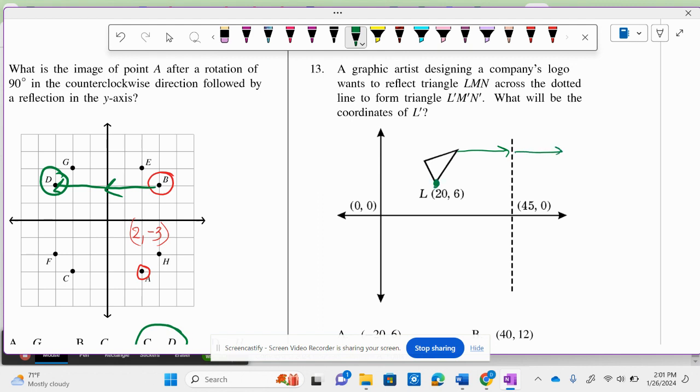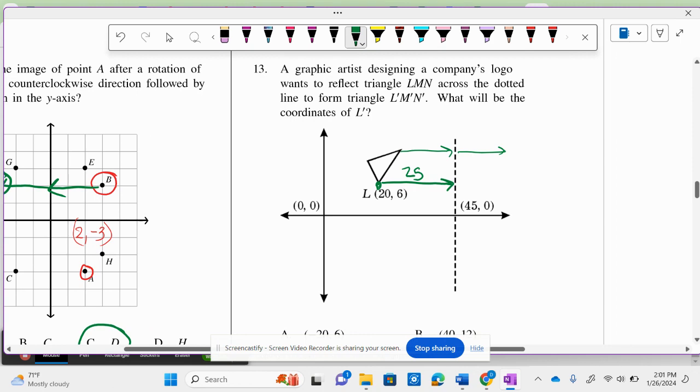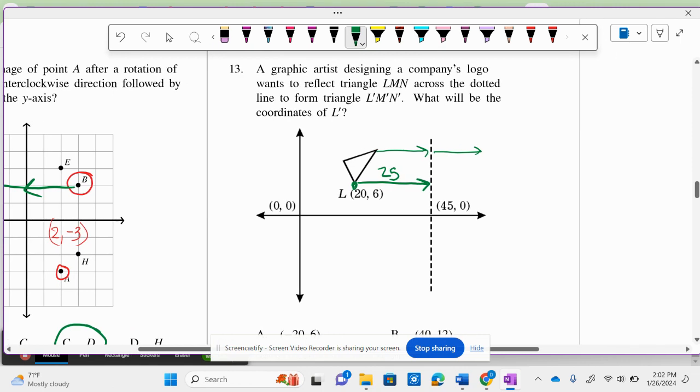Okay? So they gave you this point right here. They told you what point L is. How far is point L from this line? It's 25 units away. And we have said several times that when you reflect, you're really just moving it the opposite direction, the same distance, right? So if this is the point 45, 6, and I add 25 to that, this is actually going to become the point 76. Okay. Does that make sense? Yes, ma'am. Does everybody feel okay about that?